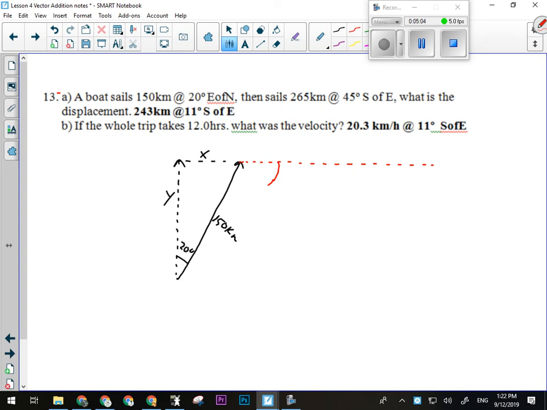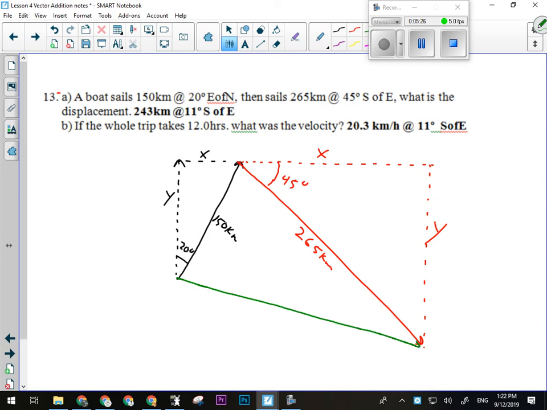Okay, and then I'm going to go 265 kilometers. So quite a bit longer than the first line I drew. So here's 45 degrees. This is 265 kilometers. Here's X, here's Y. And then my resultant goes from my origin or initial position to my final position, which is here. Okay, there's my diagram for that question.